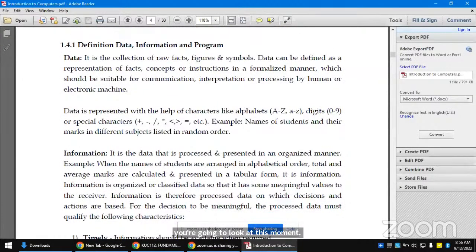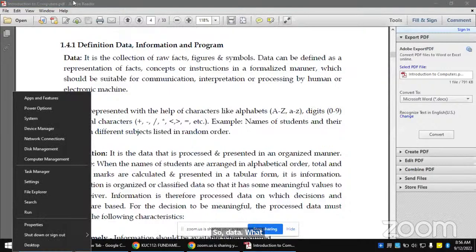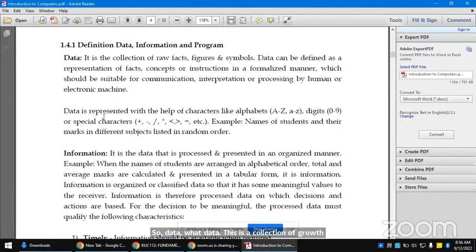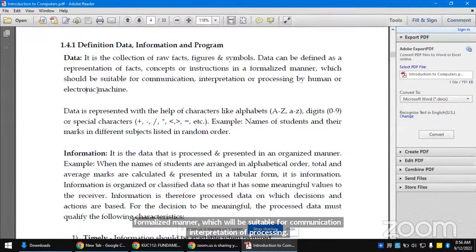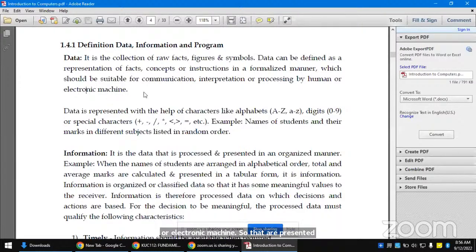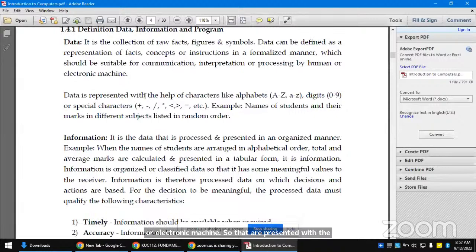So data, what is data? Data is a collection of raw facts, figures, and symbols. Data can be defined as a representation of facts, concepts, or instructions in a formalized manner, which should be suitable for communication, interpretation, or processing by human or electronic machine. So data is represented with the help of characters like the alphabet A to Z, uppercase or lowercase, the digits 0 to 9, and the special characters: plus, minus, less than, greater than, and equals. So names of students and their marks in different subjects listed in a random order, that's what we call data.